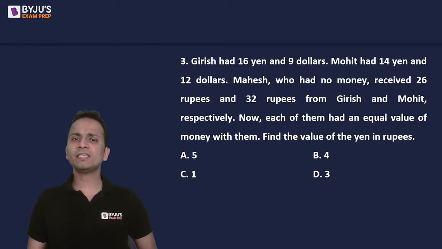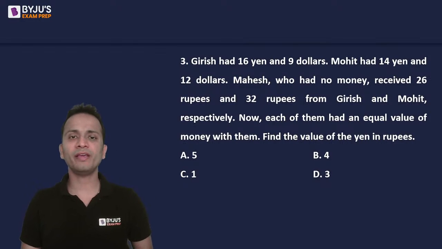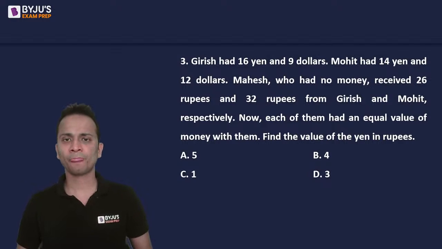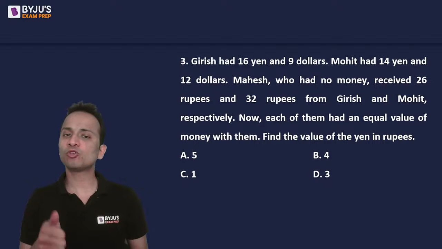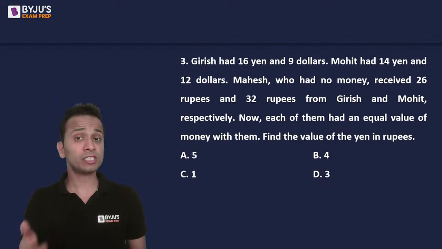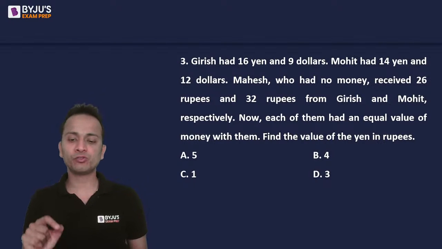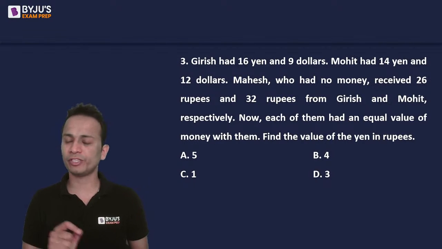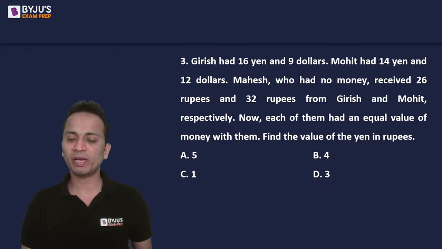Now Girish had 16 yen and $9. Mohit had 14 yen and $12. Mahesh, who does not have anything, received 26 rupees and 32 rupees. So this is equivalent. Okay. So he received 26 and 32 rupees from Girish and Mohit respectively. Now each of them had an equal value of money with them.